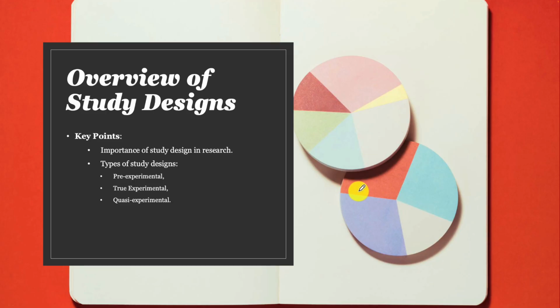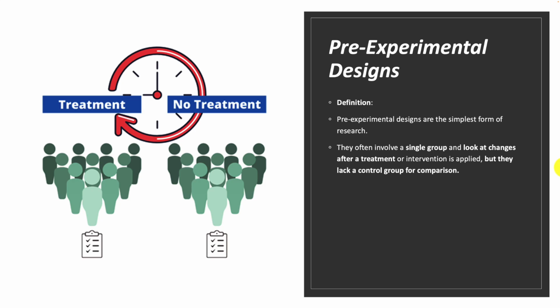So let's talk about pre-experimental design first. If we go back here, I told you that pre-experimental design is our first type of experimental design. And what is this? Well, pre-experimental designs are the simplest form of research. They often only involve a single group, and they look at changes after a treatment is applied. But one of the biggest things that hurts this type of research is there is never a control group. So we don't have a group to compare it to.